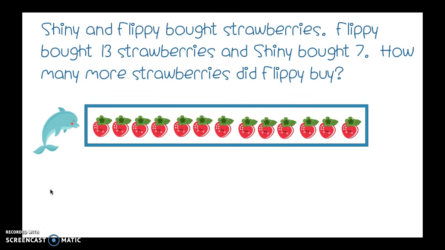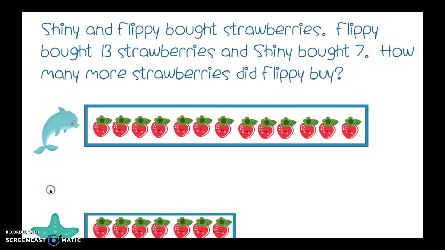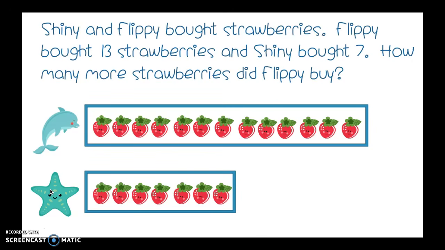All right. Go ahead and make sure that your picture matches mine. Of course, you can write the letter F. You don't have to draw a dolphin because that would be wasting our good time. And you can go ahead and do circles in your box. Press pause while you do that and press play when you're done. Ready? Okay, so Flippy had 13 strawberries and now Shiny bought 7. What I want you to do is right underneath it, do 7 and try to have your 7 line up exactly with Flippy's.